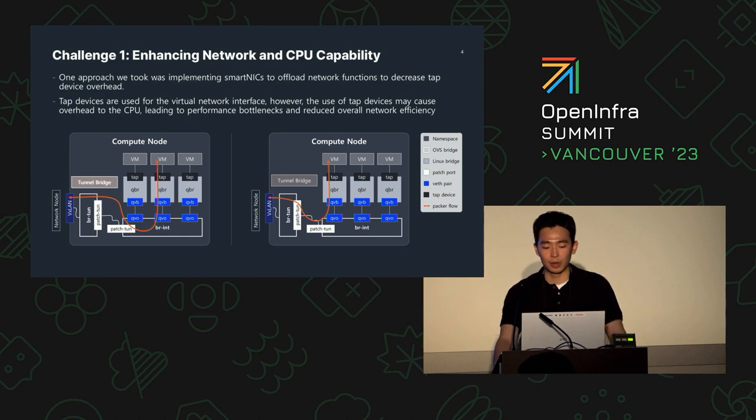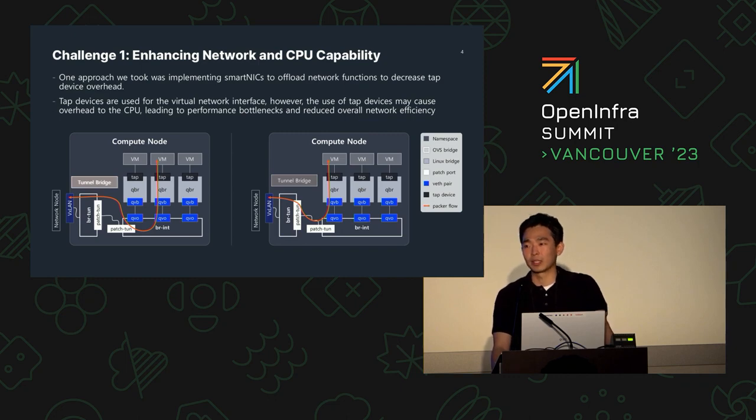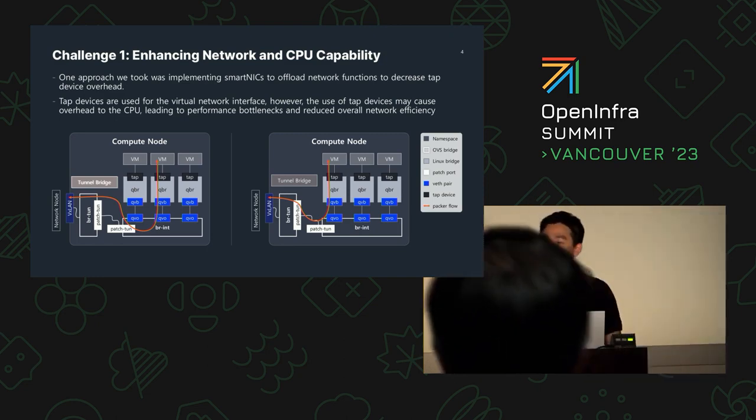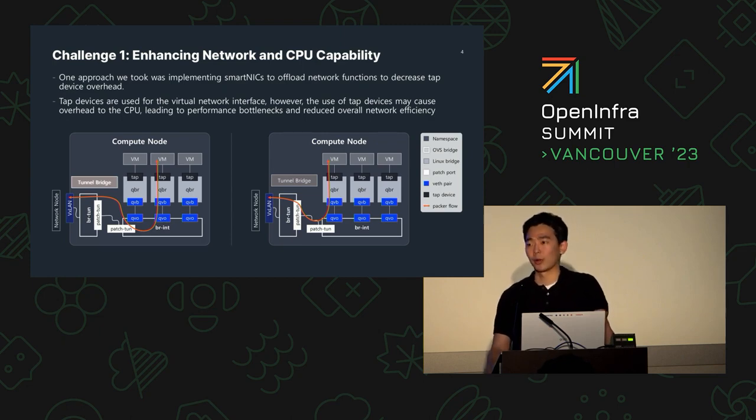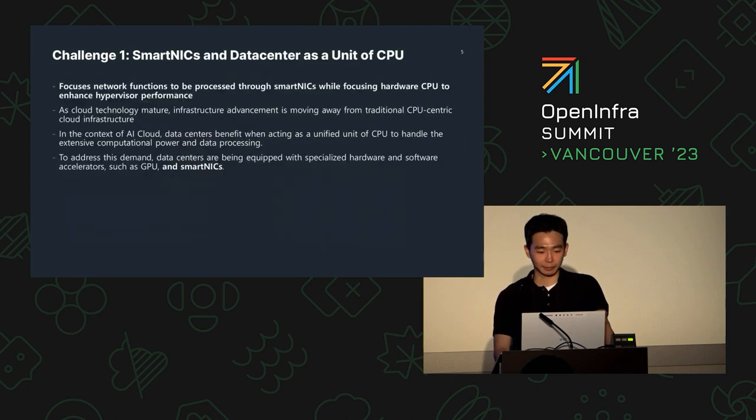And in traditional in-network setups, as you can see in the diagram below, there are tap devices in between. And in an environment where you require high workloads and data to process, these tap devices could cause overheads, causing bottlenecks in traffic and high bottlenecks for CPU performance as well. So because of that, we need to tackle this issue to decrease tap device overheads.